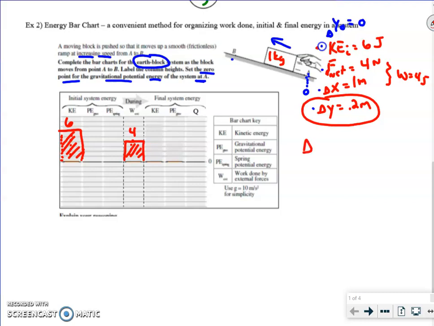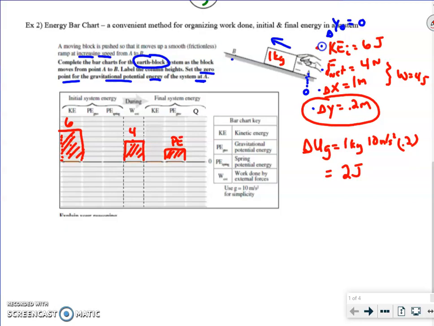And the potential energy, UG, is m, 1 kilogram, times g. We're going to say g is 10 to make life easier, meters per second squared, times a change in height of 0.2. So if I multiply those, I believe I get 2 joules. So we started with 0. We added 2 joules of potential.